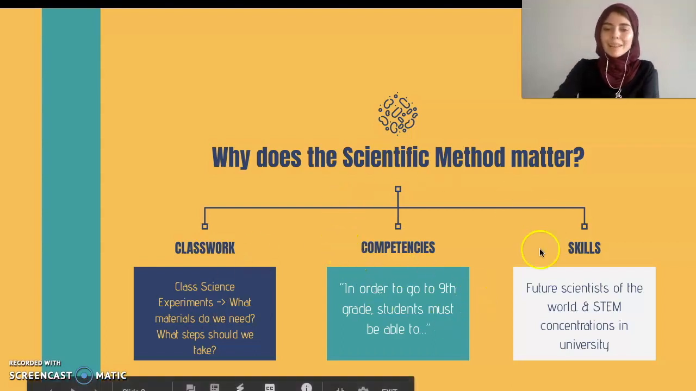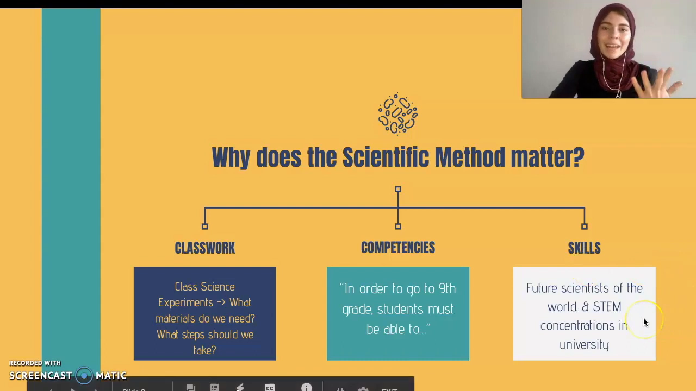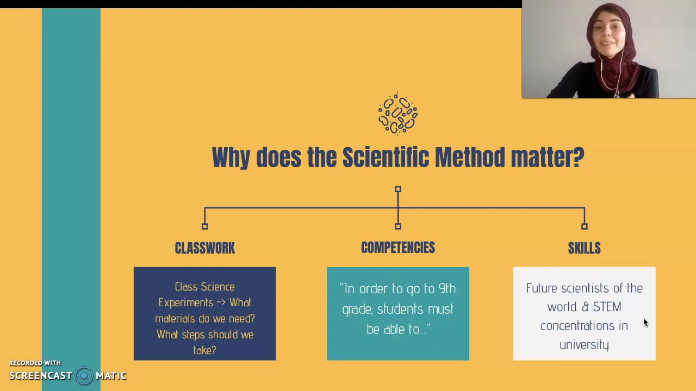We'll also talk about this on our next slide, but the scientific method matters a lot for competencies. So in order to go on to upper school, you have to know how to do this. Also just for developing skills. As future scientists of the world, or scientists right now, the scientific method is a really good way to keep your method straight, so kind of what you're doing in practice. And also whenever you go to university, if you're taking a biology class, a chemistry class, any research class, you will also be doing something very similar to the scientific method, if not the scientific method itself. So this is super important for you just to know how to do this, okay?